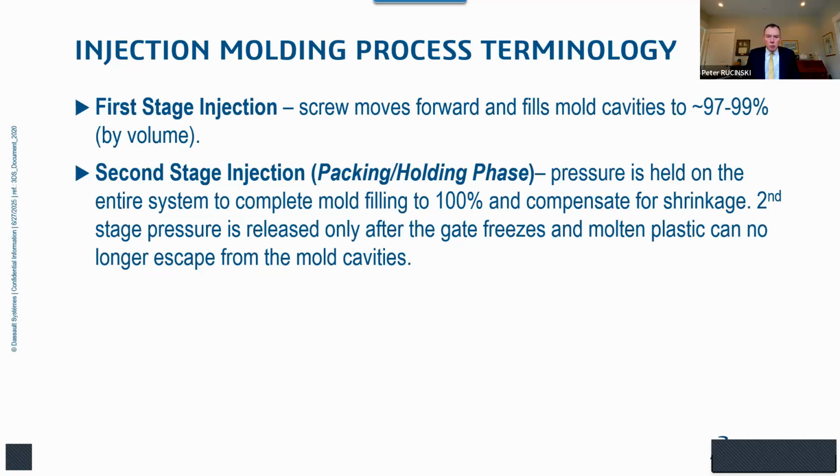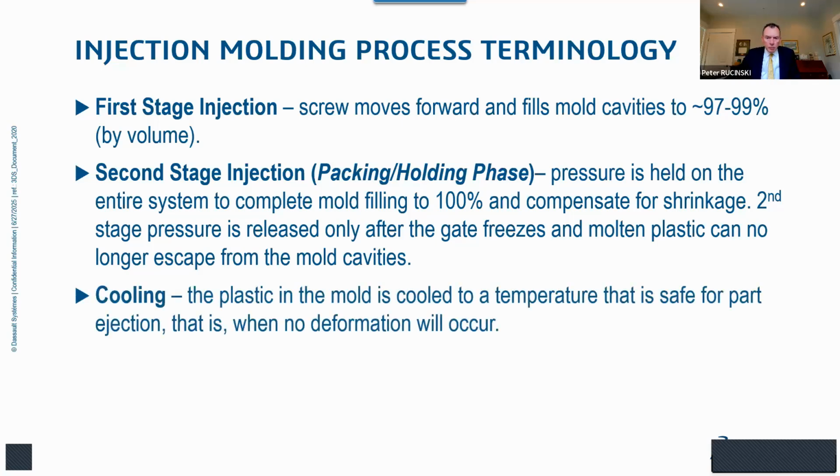There are some exceptions to that rule, but by and large, we wait till the gates freeze off. That's so that if there's any molten or melted plastic still in the mold cavities, if the gate is frozen off, that prevents any of that melted plastic from escaping the mold cavities. I'll talk a little more about gates in a few minutes.